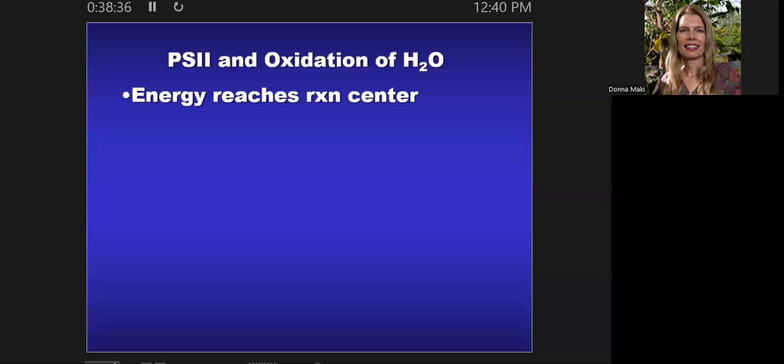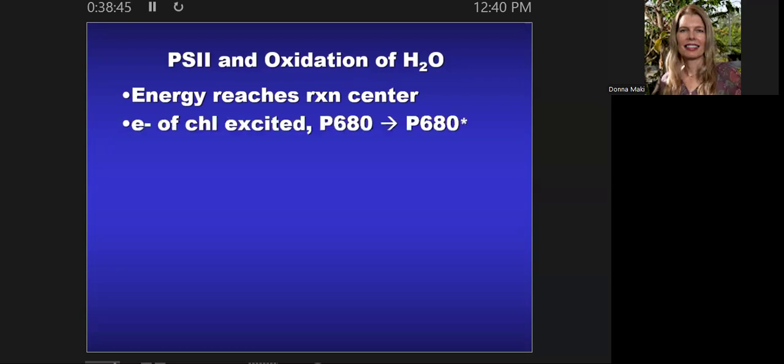So if you can imagine light energy getting funneled into the reaction center of photosystem 2, there's a couple of things that are going to happen. You're going to get the chlorophyll, CHL, that special chlorophyll pigment, one of its electrons is going to get excited. So the way to depict that is if you write P680, you're implying you're talking about the reaction center chlorophyll, that special chlorophyll. And if you write P680 asterisk, now you're saying its electron got excited. All right, so that's how we denote that.